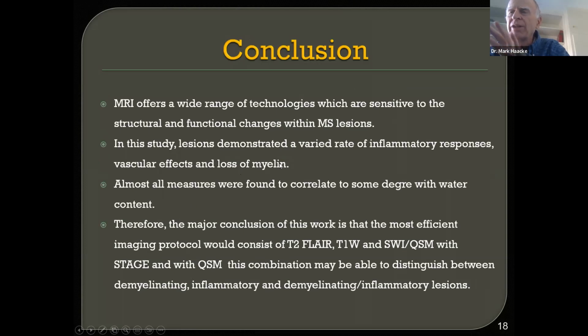So in this study, we demonstrated that we could basically differentiate demyelinating from inflammatory lesions, and that all measures had some component of correlation with water content. So in general, I think the take-home message here is there are some key pieces of information, the most important of which is differentiating demyelination from inflammatory lesions, and of course, detecting those lesions as well.